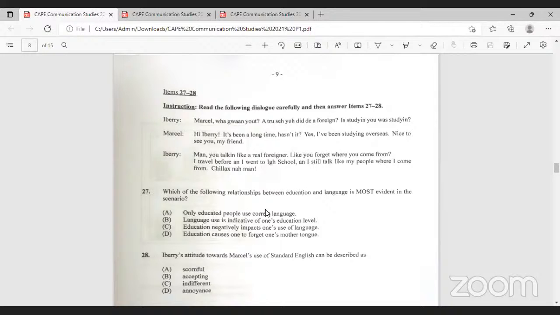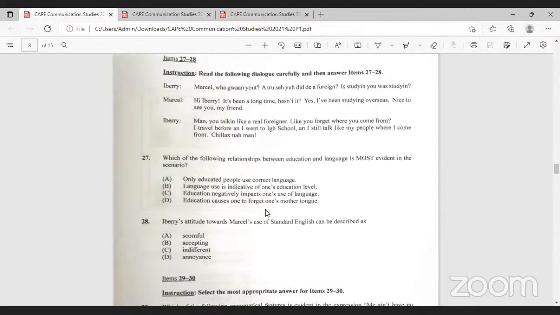So similar, very similar to what we've been assimilating. 27 asks, which of the following relationships between education and language is most evident in this scenario? Is it only educated people use correct language? Language use is indicative of one's education level. Education negatively impacts one's use of language, or education causes one to forget one's mother tongue.